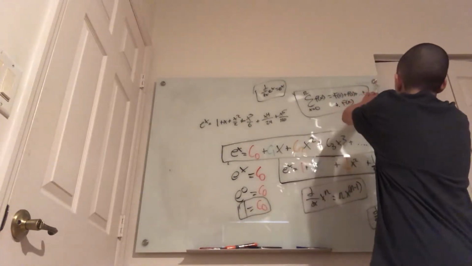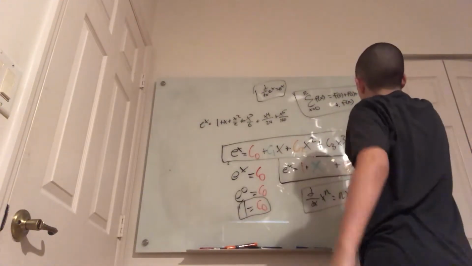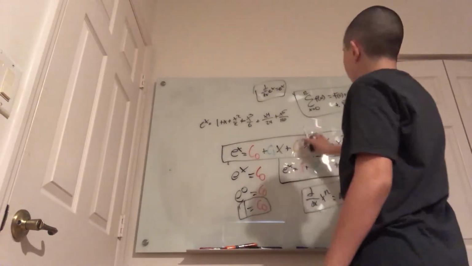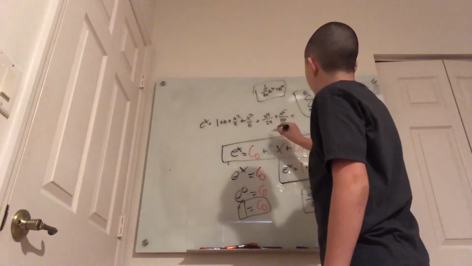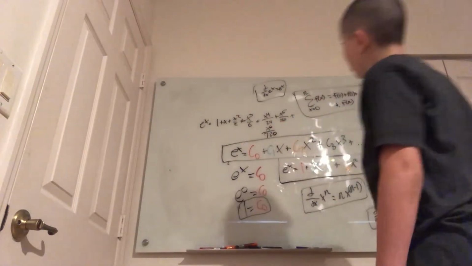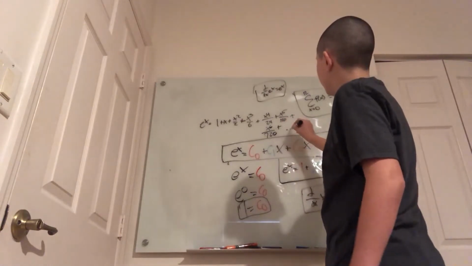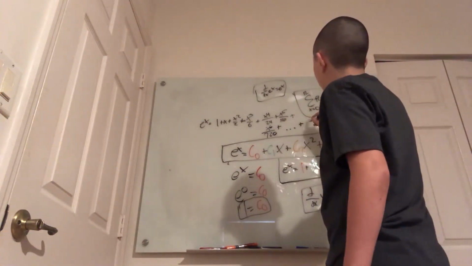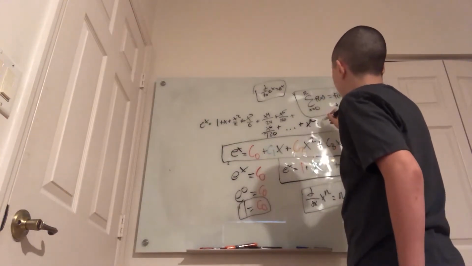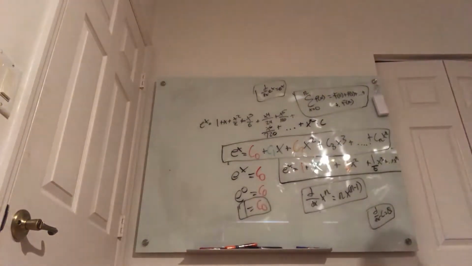You probably shouldn't memorize it, because that is a horrible way to do things. Plus x to the 6 over 720, pretty sure that's 720, and so on. Plus whatever, x to the n times some constant, right? Yeah, that's what e to the x is equal to.